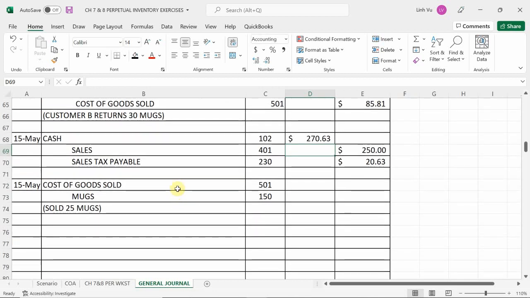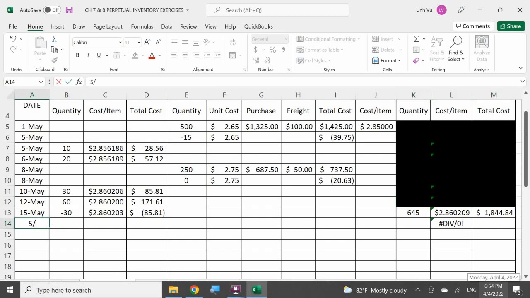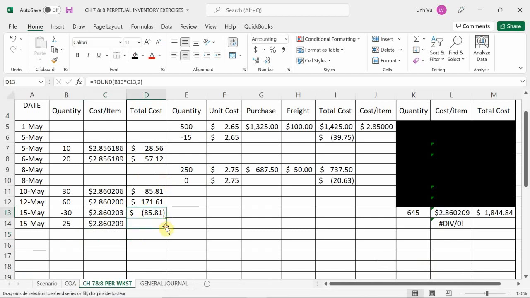All right. Because I end up selling 25 units, I need to stop here and go to my inventory worksheet to figure out how much it's going to cost me to sell those 25 units. Okay. So here I sold 25 units. My average cost per item is $2.860209, which is going to give me a total cost of goods sold of $71.51. Okay? So $71.51.